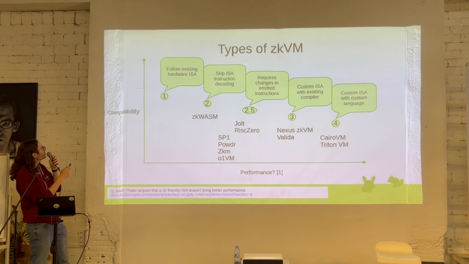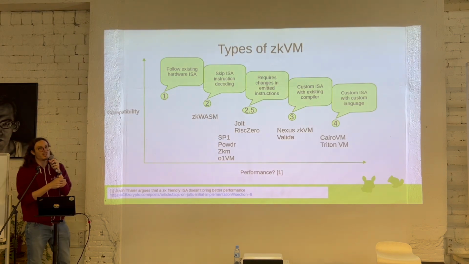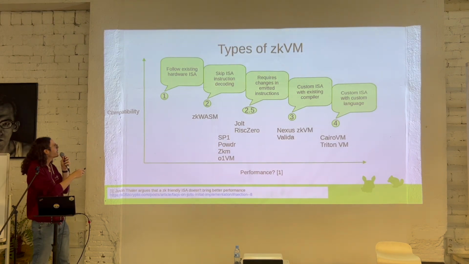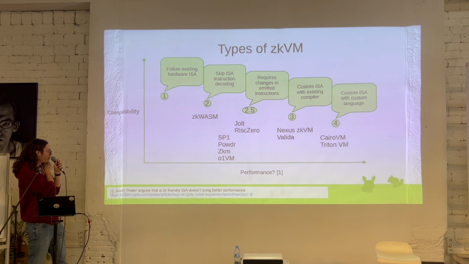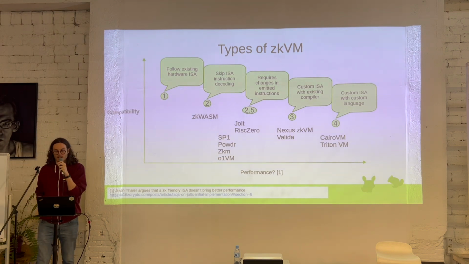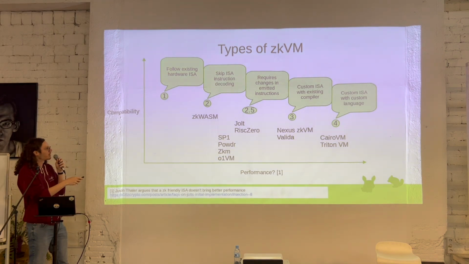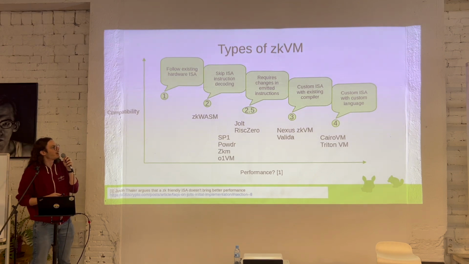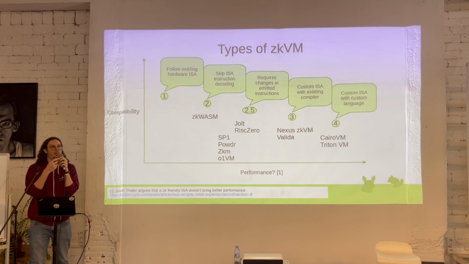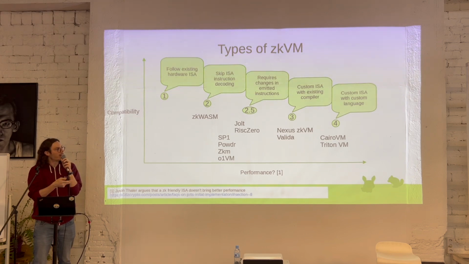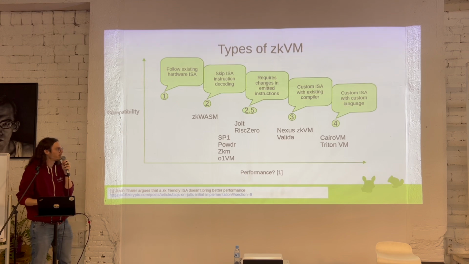Something interesting to mention is that the original categorization by Vitalik had this chart where we have more compatibility and more performance. But the authors of Jolt, which is a RISC-V zkVM, argue that you can get very good performance with a RISC-V zkVM, and you don't need a custom instruction set. But I guess time will tell.